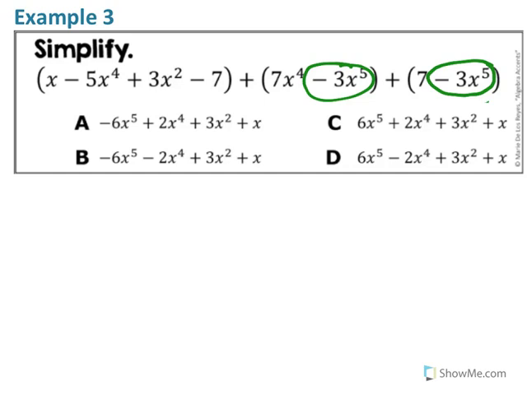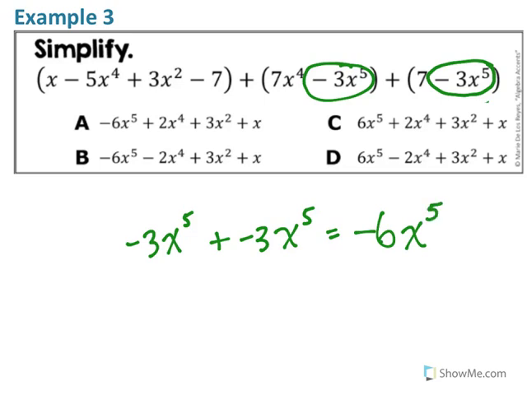Well, negative 3x to the 5th plus negative 3x to the 5th is going to give me negative 6x to the fifth. Again, don't add the exponents, just keep them the same. So if I look at my answer choices, I notice that it can't be C or D because both of these say positive x to the fifth. So I have my first term correct in A and B.